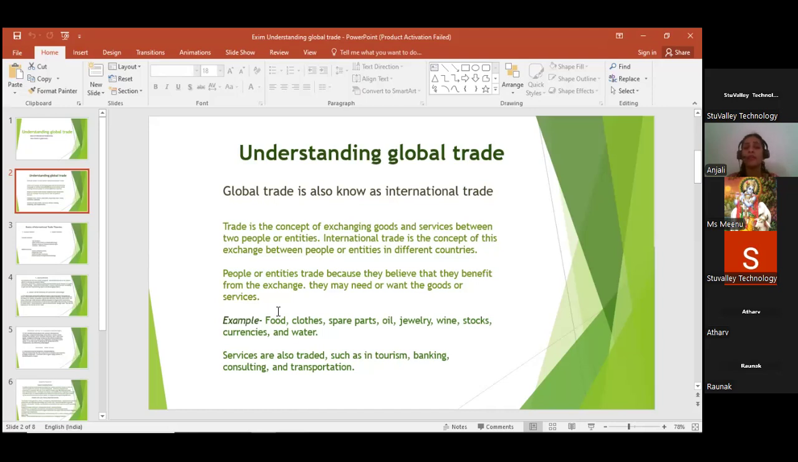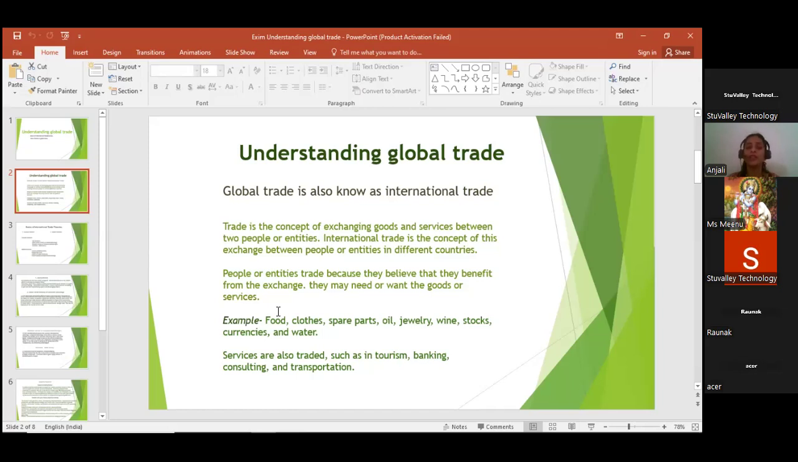Consulting, for example, when some Indians want to go to Germany for further studies, there are consultancy firms that help students go to a different country and get education or a job. So this is trading between two countries in which they are good, in which they are best, in which their expertise lies.